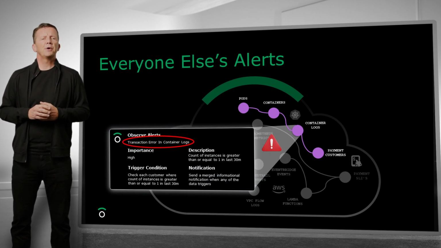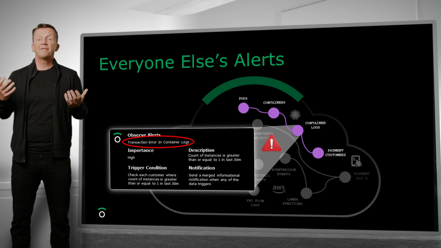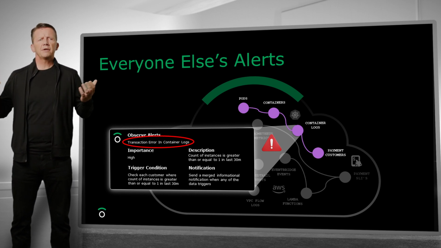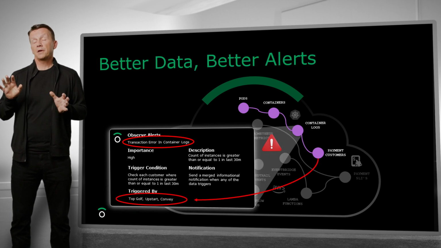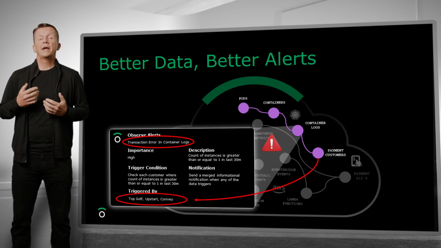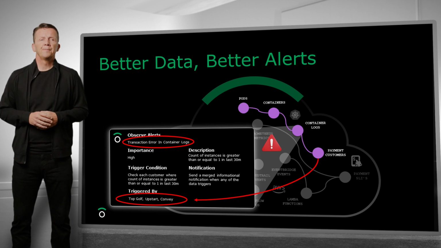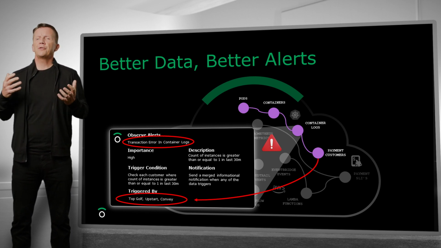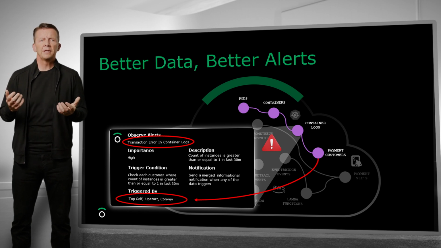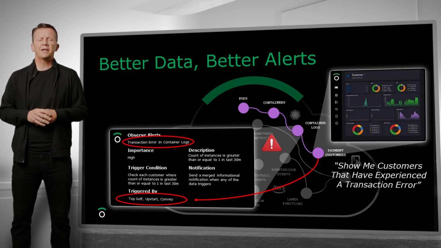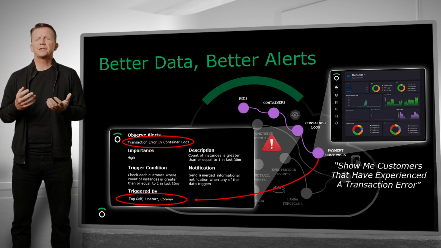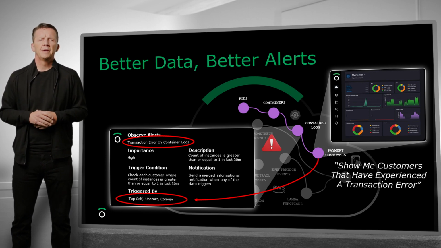Similarly, pretty much everyone has alerts. They fire when, for example, errors are detected in container logs. And Observe's got alerts too. But because Observe has better data, we're able to deliver better alerts. Instead of just showing a threshold condition has been exceeded, you can now show the impact or the blast radius of perhaps which customers have been affected. Observe can do this because Observe alerts are based on the dataset graph.